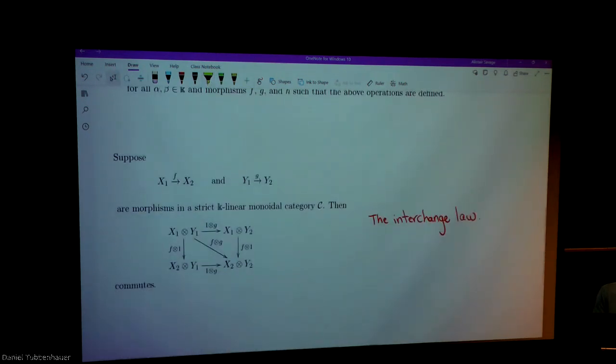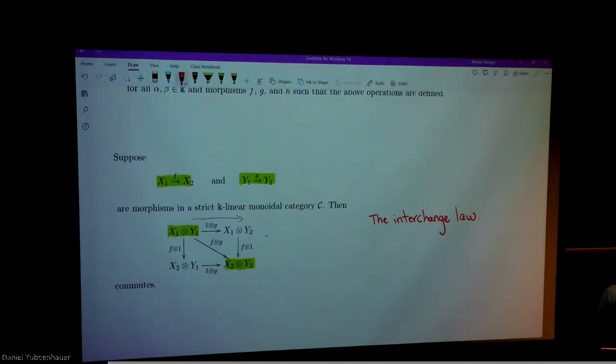And what is really important about monoidal categories, and the whole reason for the notation that we'll introduce for working with them, is something called the interchange law. So what is the interchange law? We have two morphisms, a morphism F and a morphism G, like this. And then we want to define a map from X1, Y1 to X2, Y2. There are three ways to do this, right? We can first apply G to the second factor and then F to the first factor. We can first apply F to the first factor and then G to the second factor.